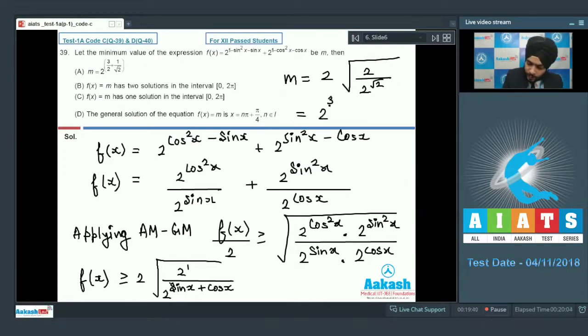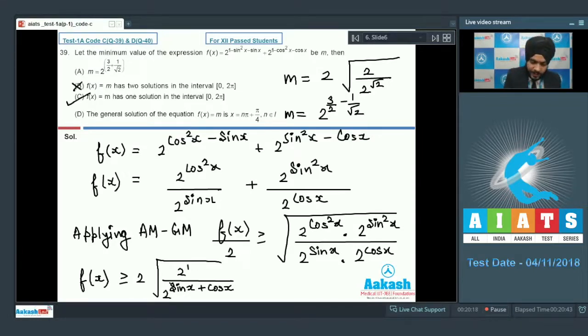So 2 raised to power 3 by 2, 2 raised to power minus 1 by root 2. This is 2 raised to power root 2 whole under root. So this is 2 raised to power 1 by root 2 in the denominator, minus 1 by root 2. In the interval 0 to 2 pi, sin x plus cos x takes its maximum value only once. That means this function will take its minimum value only once.